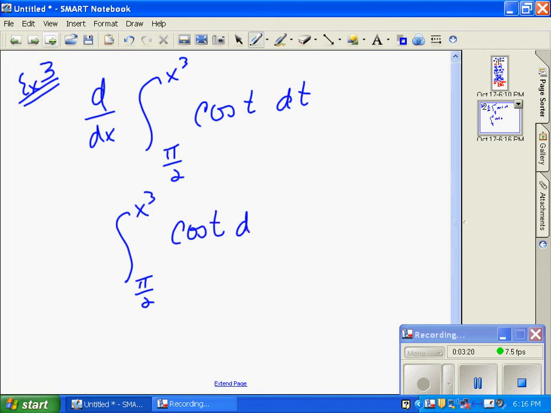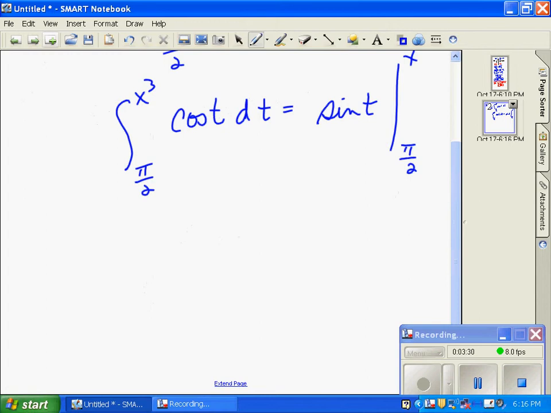And when I do the integral of cosine, I am going to get the sine of t, and evaluating that from, at the top I have an x cubed, down here I have pi over 2. So when I substitute in, I'm going to get the sine of x cubed minus the sine of pi over 2. That's what I get when I have the integral.